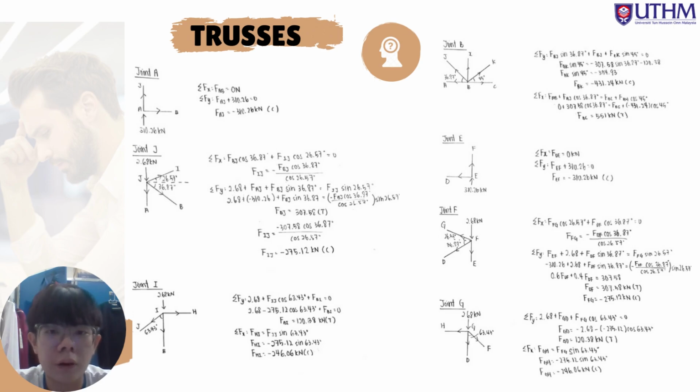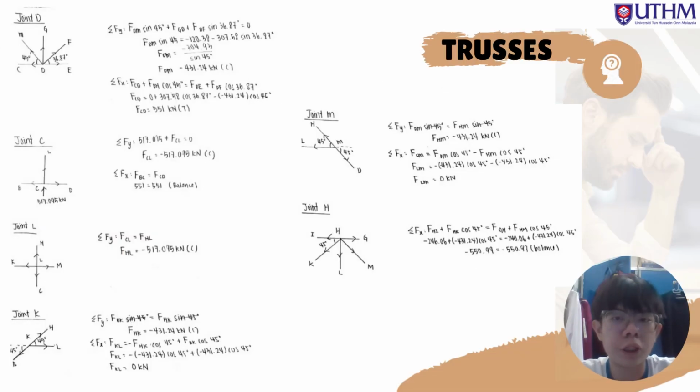This slide is showing the calculation of truss on each joint, which is joint A, joint J, joint I, joint B, joint E, joint F, and joint G. The calculation of the remaining joints, which are joint D, joint C, joint L, joint K, joint M, and joint H, is shown on this slide. On joint H, we will calculate the balancing of the members of the joint, and we can see that the calculation is balanced because the right side and left side are equal.